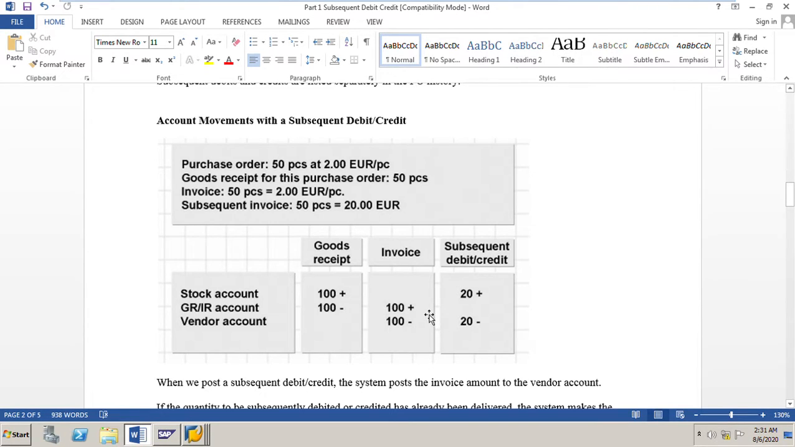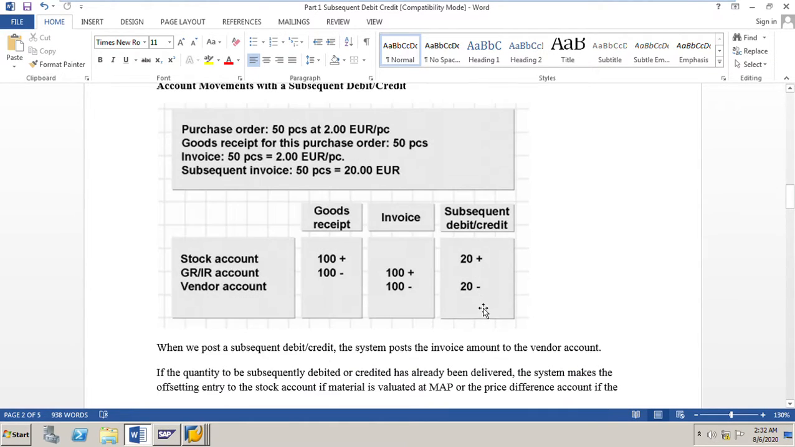Now, what are the account movements? When we post the GR, the system will update the stock account with the PO price, which is 50 into 2, that is €100, and the GRAR clearing account with €100. Next, when you post the invoice, the GRAR clearing account is updated with the PO price, 50 into 2, 100, and then the vendor account is also updated with 50 into 2, that is €100. Next, when we post the subsequent debit of €20, this €20 is posted to the stock account, and this €20 is posted to the vendor account also.